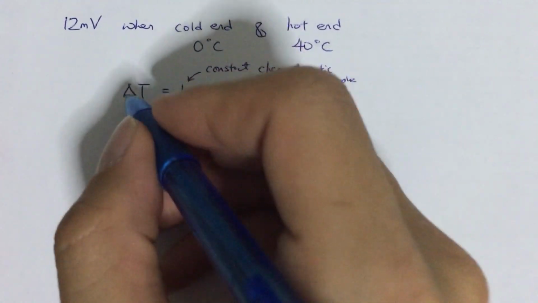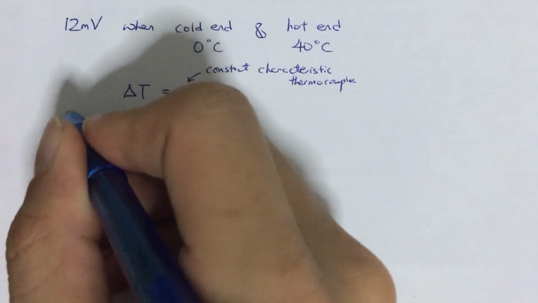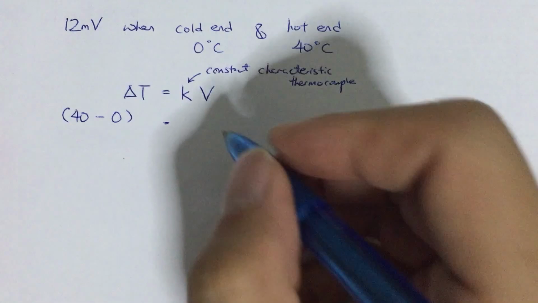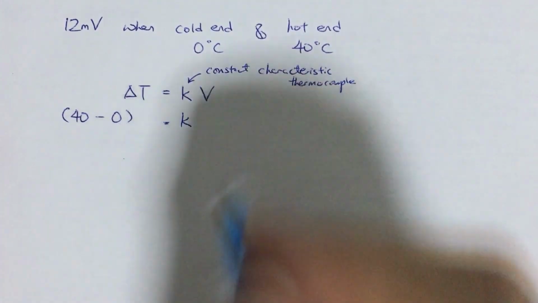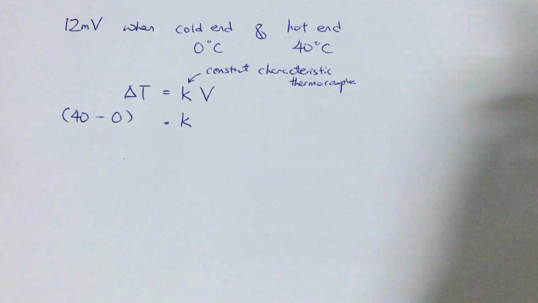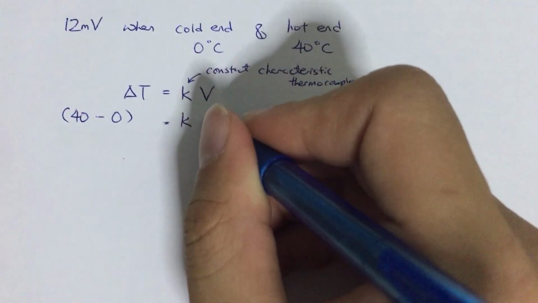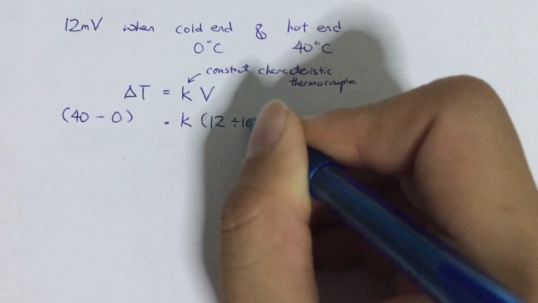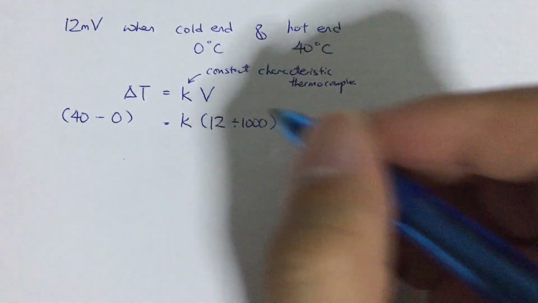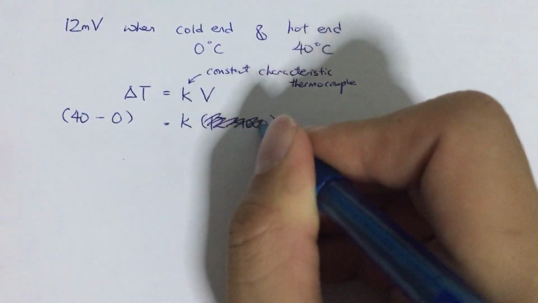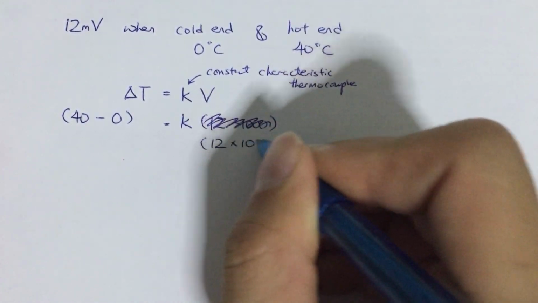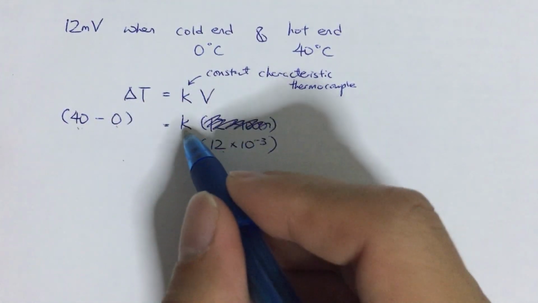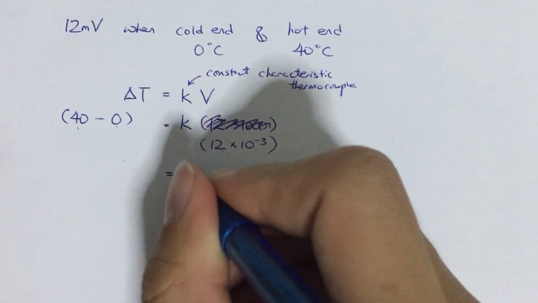Now we were told that this temperature difference is your hot end minus your cold end, 40 minus 0. The K I do not know yet, but the question has told me that the voltage produced is 12 millivolt. 12 millivolt is 12 divided by 1000, or if you are good at your prefixes, you can write it as 12 times 10 to the power of minus 3. Since you know this, you know this, you know this, you have only one unknown. You can then work out what your K is.